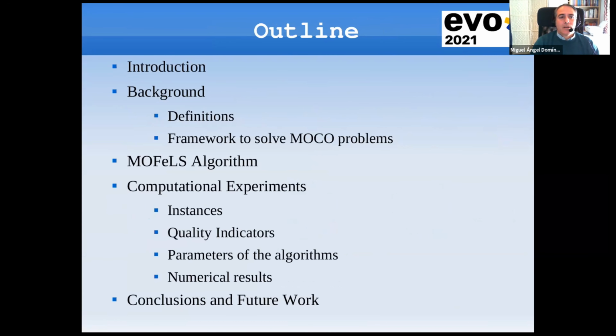I'll start with the introduction and the background, with the necessary definitions to understand the work. After explaining our proposed algorithm, which is called MoFels, I'll finish with the computational experiments and the conclusions.